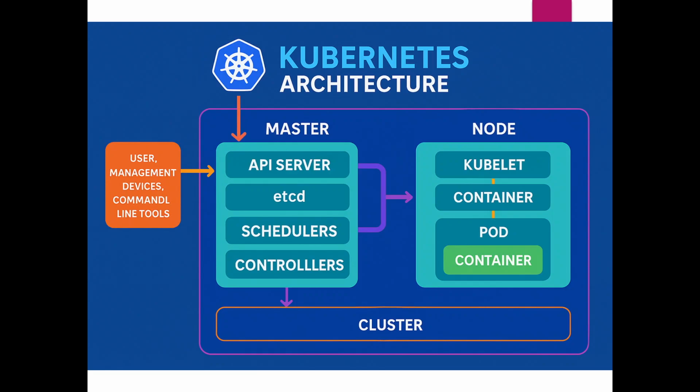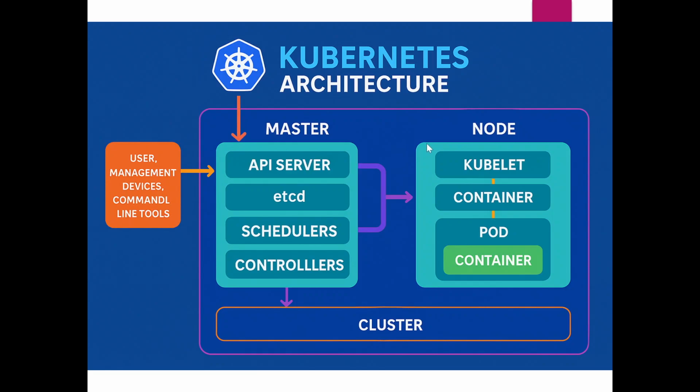So before understanding the Kubernetes architecture, let's understand what is container orchestration. The process of automatically deploying and managing containers is known as container orchestration. Kubernetes is a container orchestration technology. So let's begin to understand the architecture.